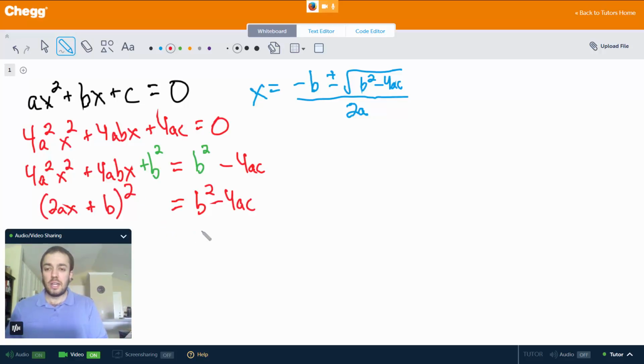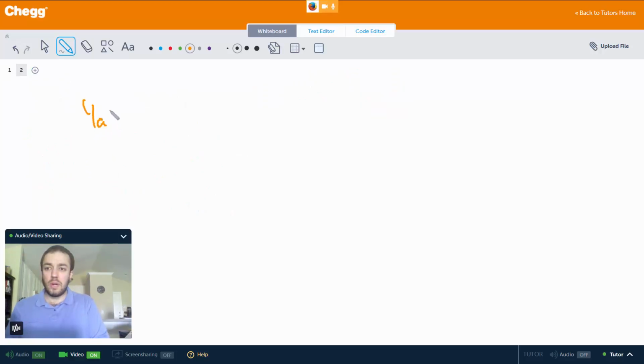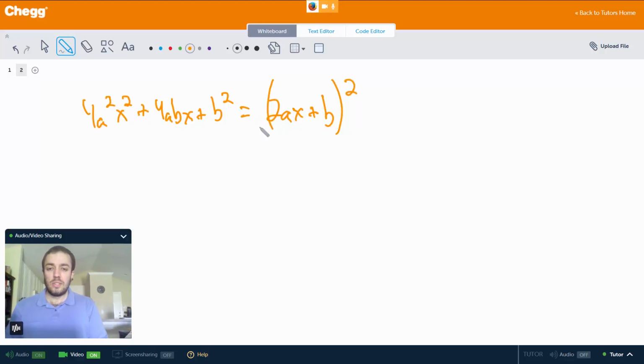If you're not comfortable with that, let me come off to the side and show you why that's true. Let's go to a new page. We have 4a squared x squared plus 4abx plus b squared equals 2ax plus b whole thing squared. To show you that these two sides are equal, I'm going to expand the right-hand side, and we'll see that it equals the left-hand side.